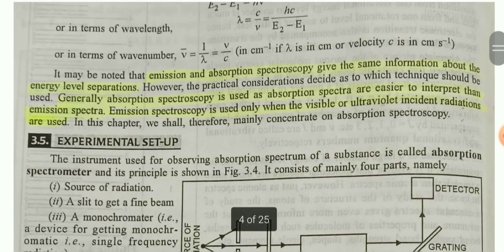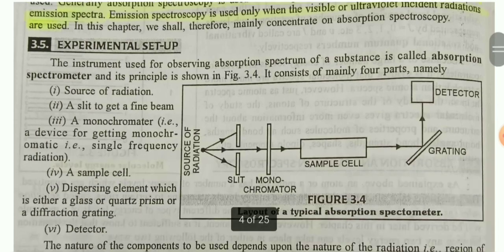It may be noted that emission and absorption spectroscopy give the same information about the energy level separations. However, the practical considerations decide as to which technique should be used. Generally, absorption spectroscopy is used as absorption spectra are easier to interpret than emission spectra. Emission spectroscopy is used only when the visible or ultraviolet incident radiations are used. In this chapter, we shall therefore mainly concentrate on absorption spectroscopy.